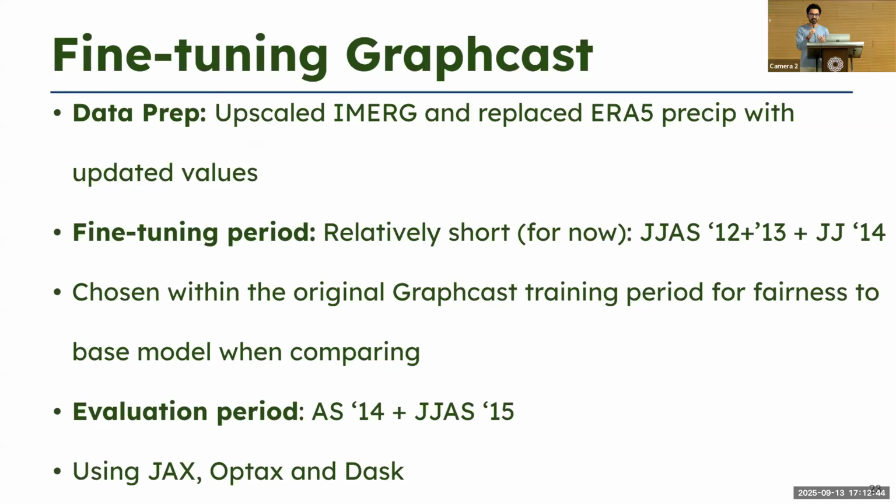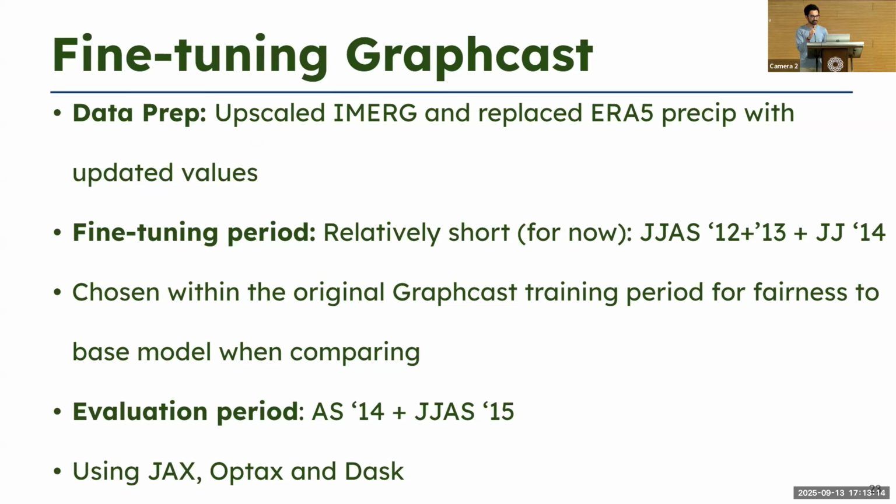So we had to upscale iMerge. We used the 1 degree GraphCast model for computational reasons. We replaced the ERA5 precipitation with these updated values. The fine-tuning period that we chose was also relatively short: the monsoon months of 2012 and 13, plus June and July 2014. And this was chosen, as I said, from the original GraphCast period for fairness to the base model when comparing. Now the evaluation period we chose was August and September 2015 and the monsoon of 2015.